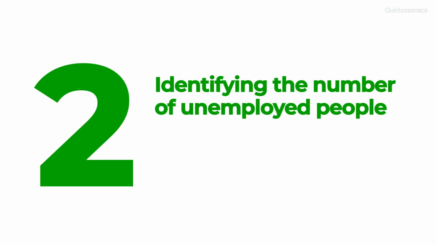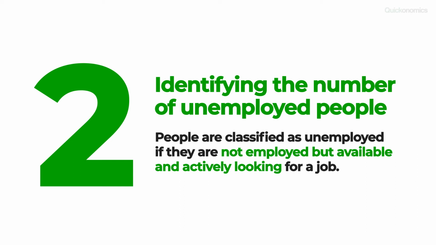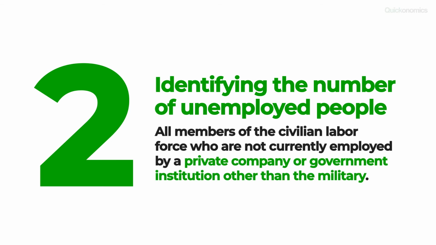Alright, now on to step 2, finding the number of unemployed people. According to the Bureau of Labor Statistics, people are classified as unemployed if they are not employed but available and actively looking for a job. That means the number of unemployed people includes all members of the civilian labor force who are not currently employed by either a private company or a government institution other than the military.